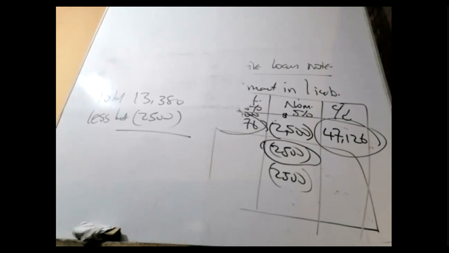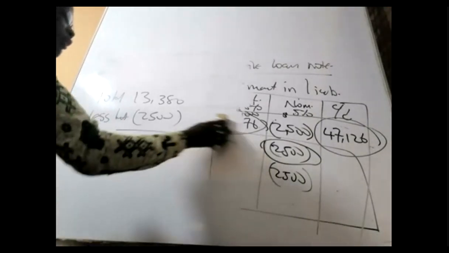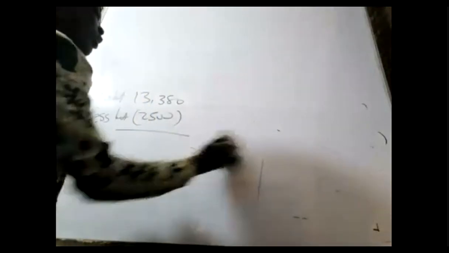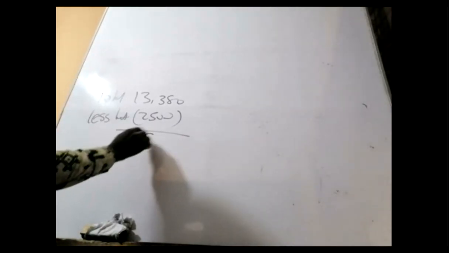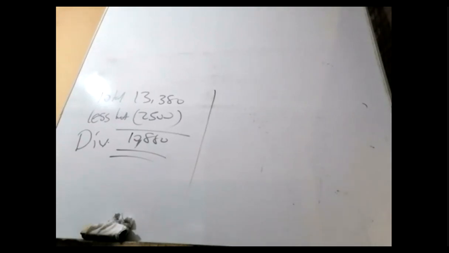But you can also prove this with a calculation. Something like 10,880. So let's confirm this. Let's calculate the dividend. This one becomes the dividend paid. Smartest way to get the dividend paid. Okay.